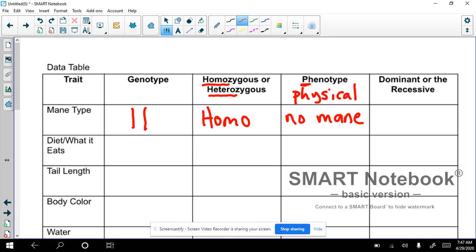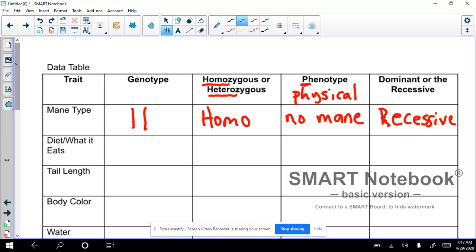Finally, dominant or recessive. Remember, if they have the dominant form of the trait, they're going to have capital letters. If I look at my genotype right now, I see no capital letters. Therefore, I know that my trait is recessive. Once again, you don't have to write the full word here. You could just write an R for recessive if you want. And I'm going to go through and do that for all of the traits.